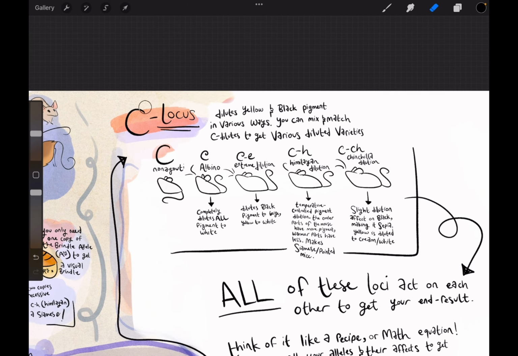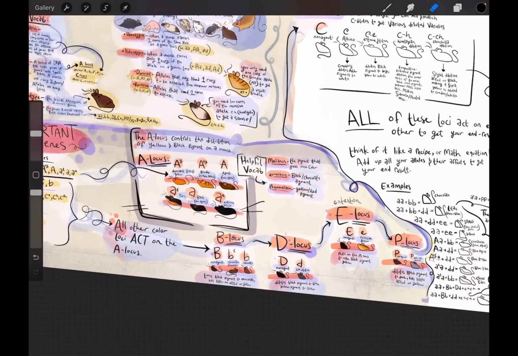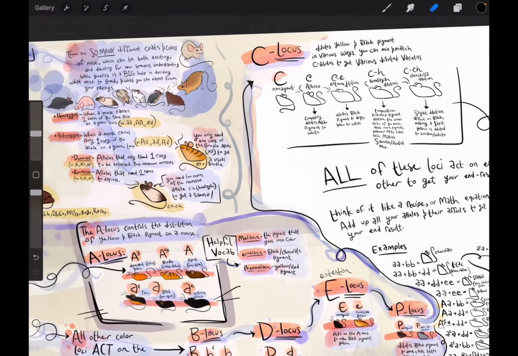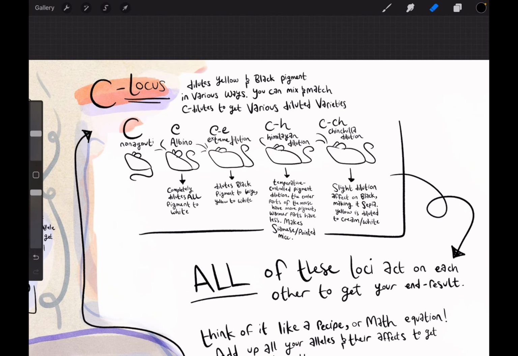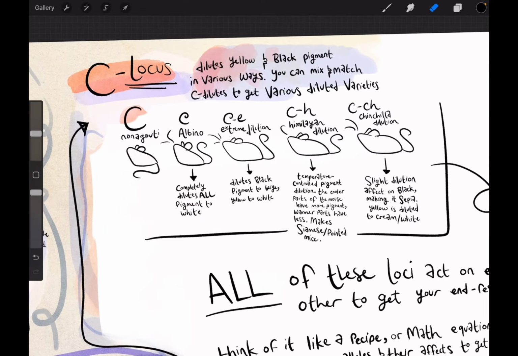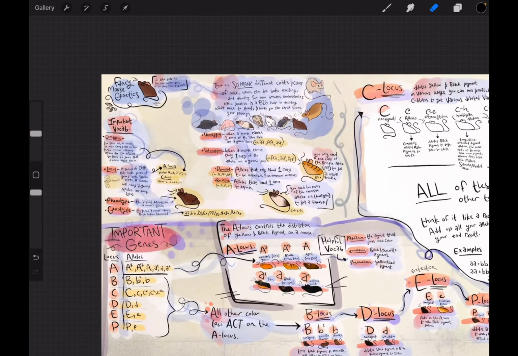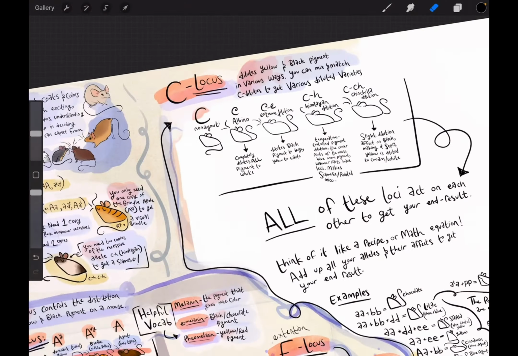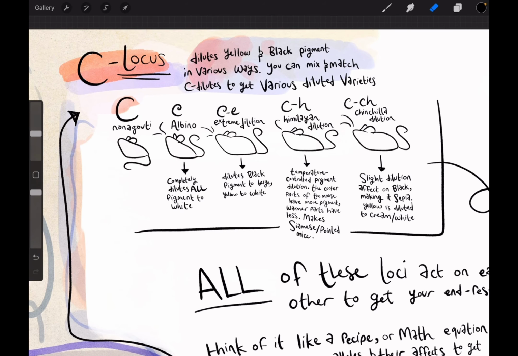C locus is probably, let's see, I don't even know which ones are my favorites, but I love the C dilutes. These guys are awesome. C dilutes dilute yellow and black pigment in various ways, and this locus is quite big, similar to our A locus. And once again, I wrote these in order of dominance for you. So let's go over each of these alleles.